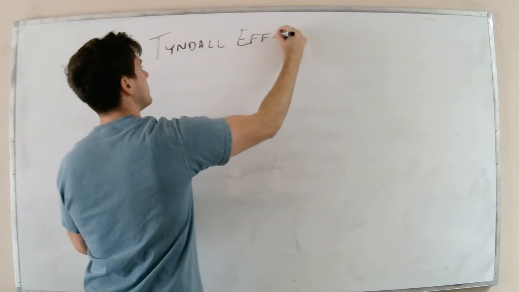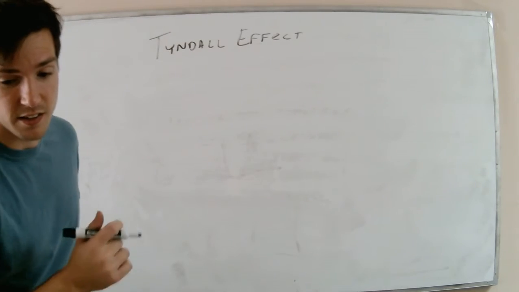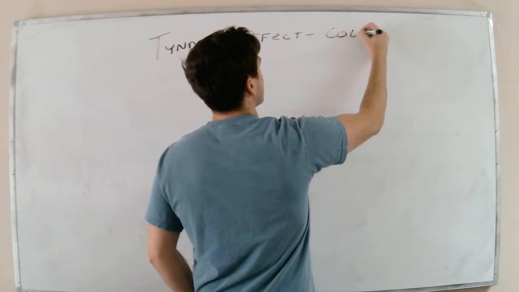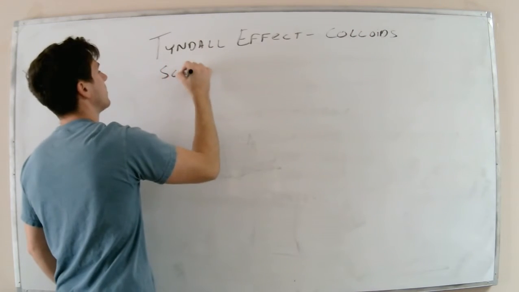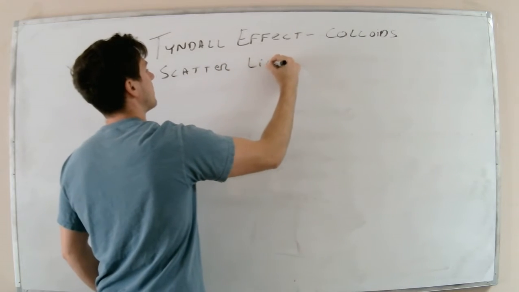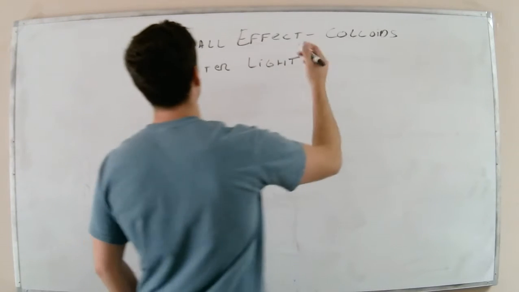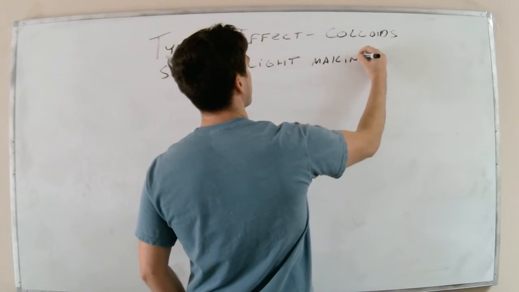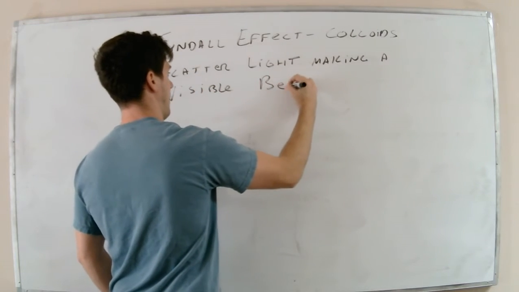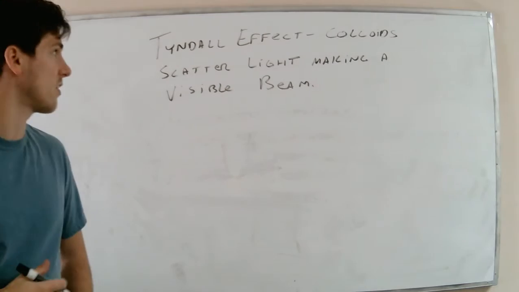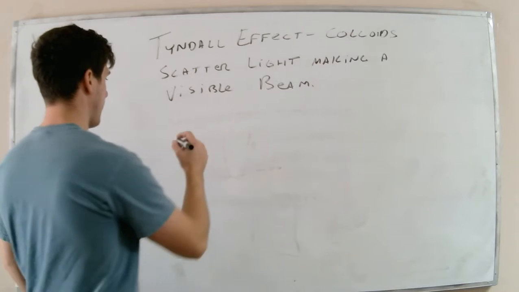The Tyndall Effect. Okay, it's our last definition before we get into the math stuff. The Tyndall Effect is simply that colloids scatter light, making a visible beam. So colloids scatter light making a visible beam, and this is called the Tyndall Effect. And you probably observe this more in nature than you realize.